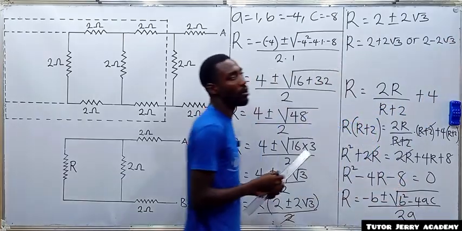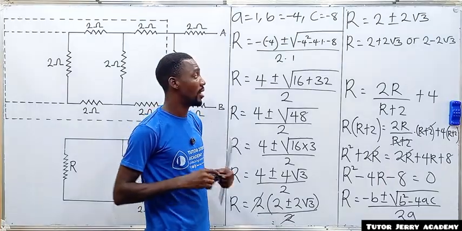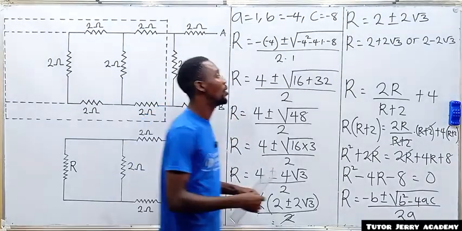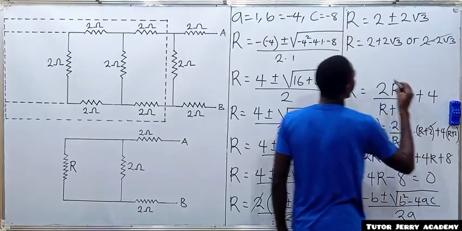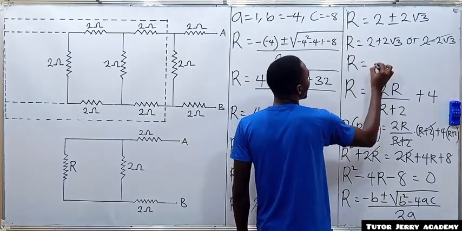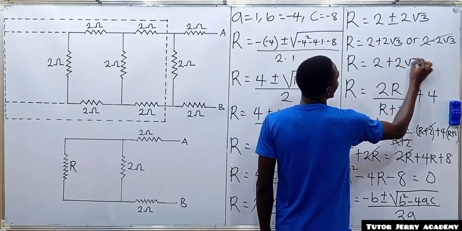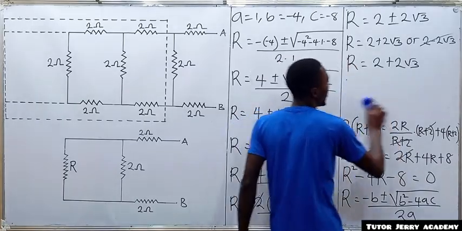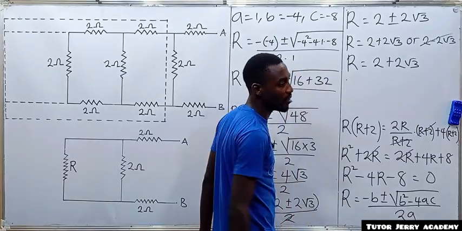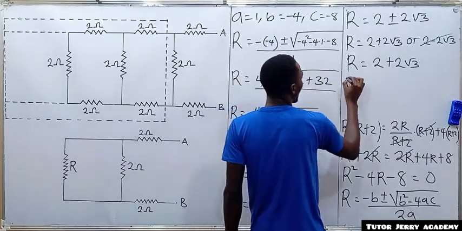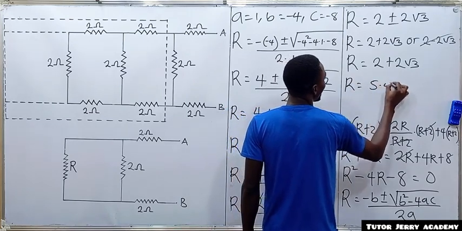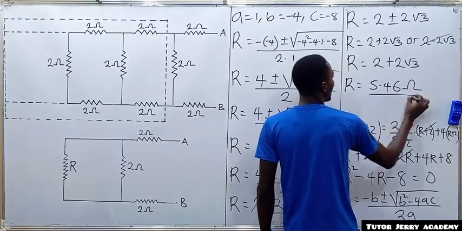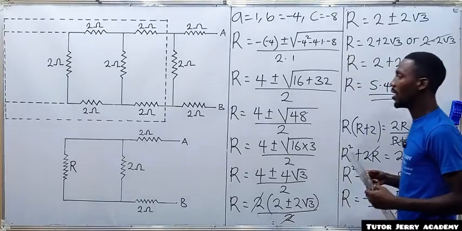All right, of course we know that the value for resistance can never be a negative value, so we are going to leave this. So our answer here is going to be R is equals to 2 plus 2 root 3, and if you press this directly in your calculator, value for 2 plus 2 root 3 is 5.46. So R is equals to 5.46 ohms. All right, so this is the solution to the above question.